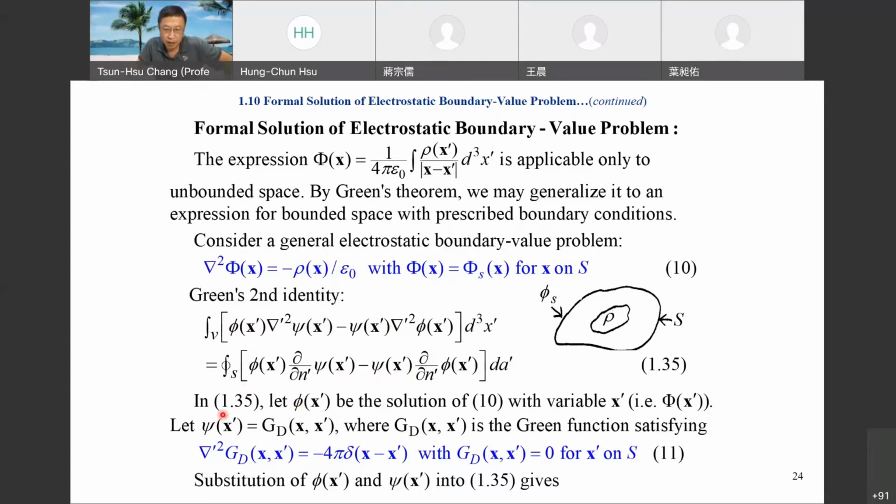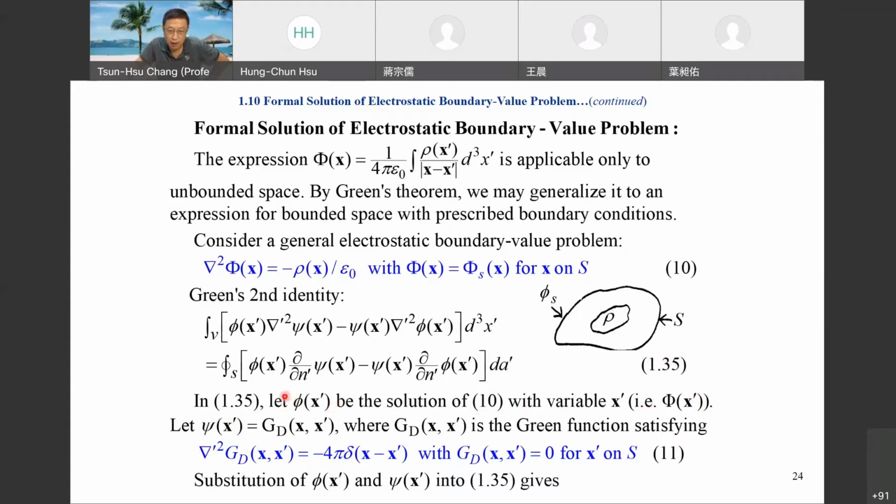Okay, in equation 1.35, this equation is related to Jackson. This equation is our equation only in the lecture chapter 1. So this equation is related to Jackson third edition. Okay, in 1.35, we let phi be the solution of the variable.